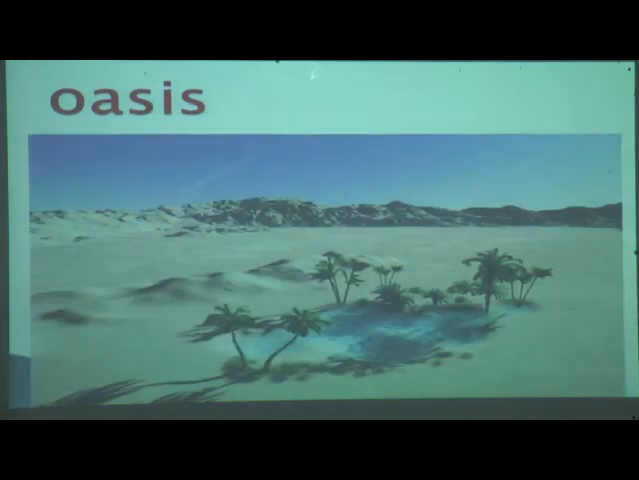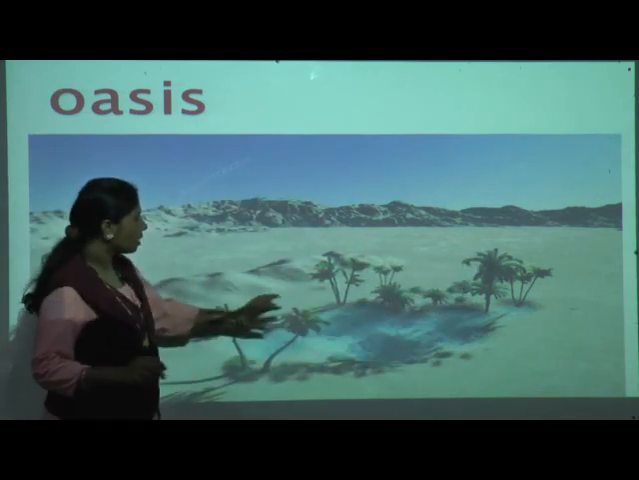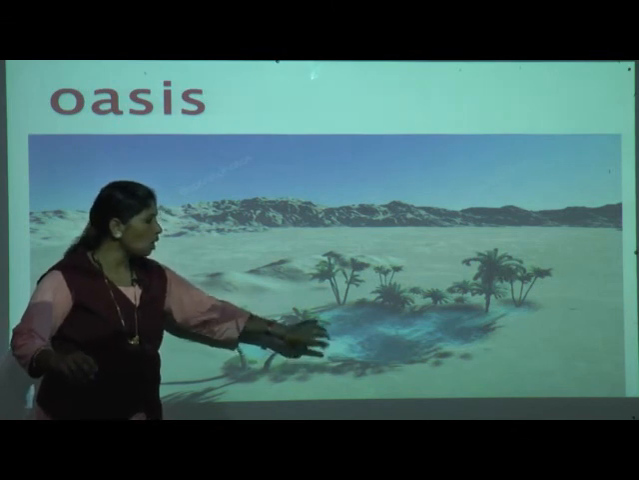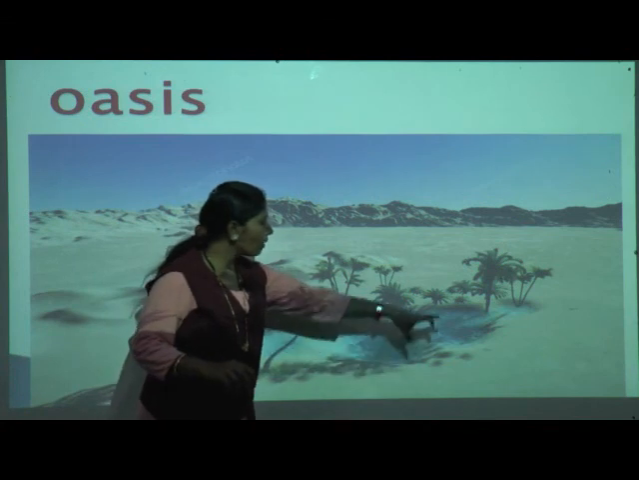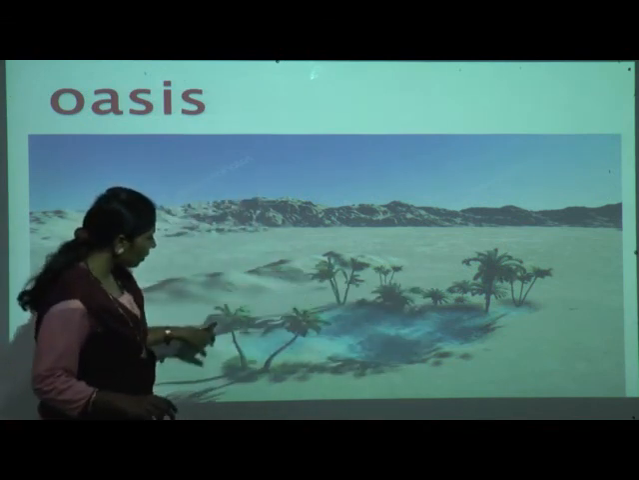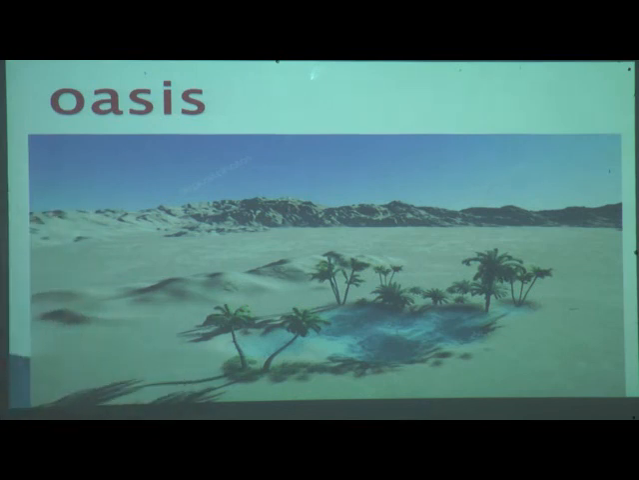Okay, see, this is an example. All around there is desert, all sand, only in a small place we have water. So near this place we have a greenery part, correct? We can see green colored trees over here, and some grass. So this is called an oasis.